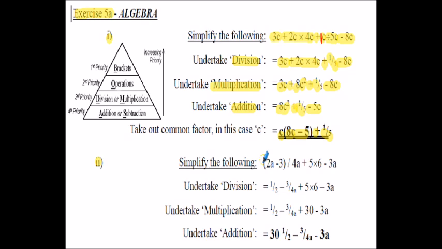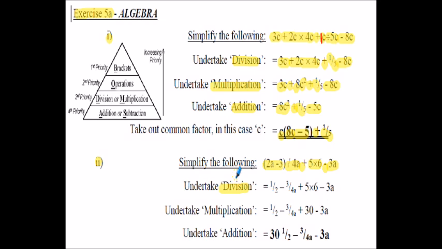Part 2, got to simplify the following. So in brackets 2a minus 3, and that's all divided by the 4a, plus the 5 times the 6, take away the 3a. I'll undertake division first of all, do one step at a time here. So the 2a minus 3 divided by 4a. Now I'm going to take each term in the bracket and divide it by 4a.